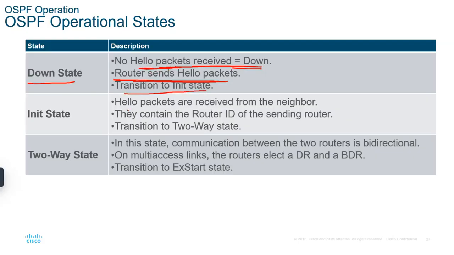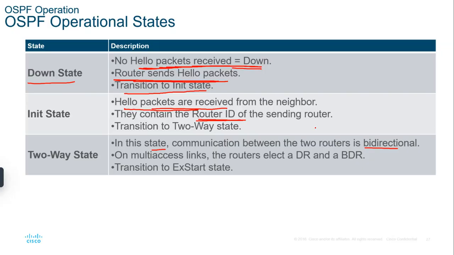In initial, the hello packets are received. If an interface or a link is in initial state, it can receive and at the same time it can send. They contain a router ID, meaning that the router has to have the ID of the sending router. Then transition to two-way. In this stage, communication between the two routers is bidirectional. Router 1 and router 2 can send and receive.